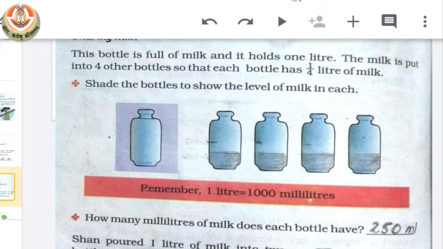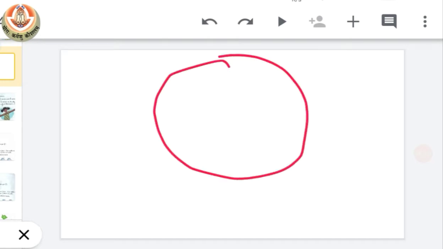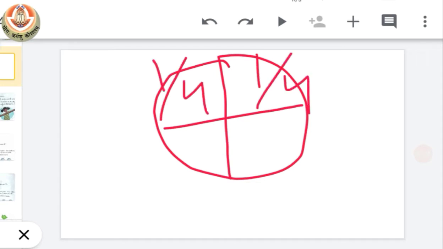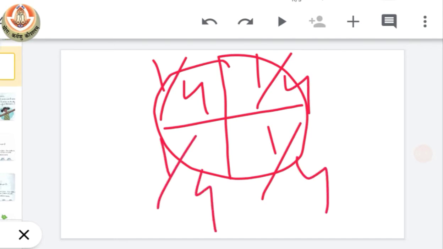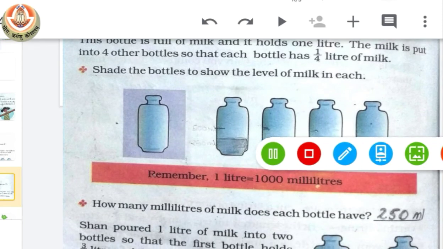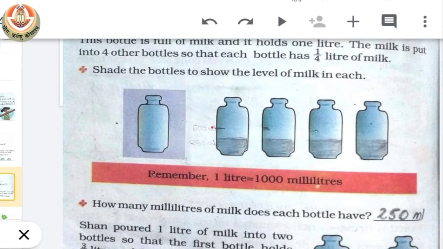We all know that, for example, this is 1 liter of milk. Now we have to divide it into 4 equal parts. So it will divide like 1 by 4th, 1 by 4th, 1 by 4th, and 1 by 4th. Similarly, 1 by 4th of a liter will be poured into all the 4 bottles. So if it is its half mark, then we all know that half of half is 1 by 4th.